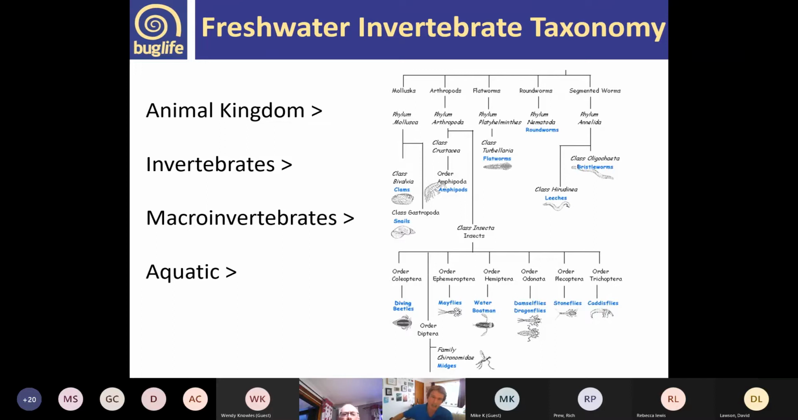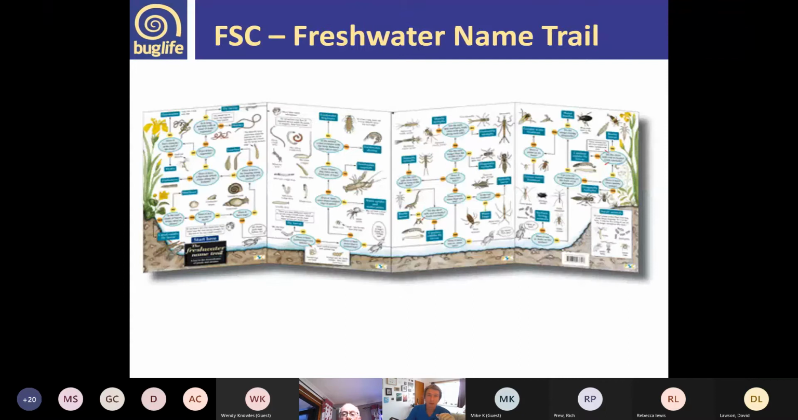And like I said, if you're wishing more detail, then you can look further into the particular subjects that you're interested in. So I've already made reference to it, the Freshwater Name Trail, the Field Studies Council key. As you can see from this slide here, it folds out. It's a fairly simple picture key that's very easy to work through with children. And there's also a great deal of information on the other side of it. So it's an excellent resource for children and adults alike.